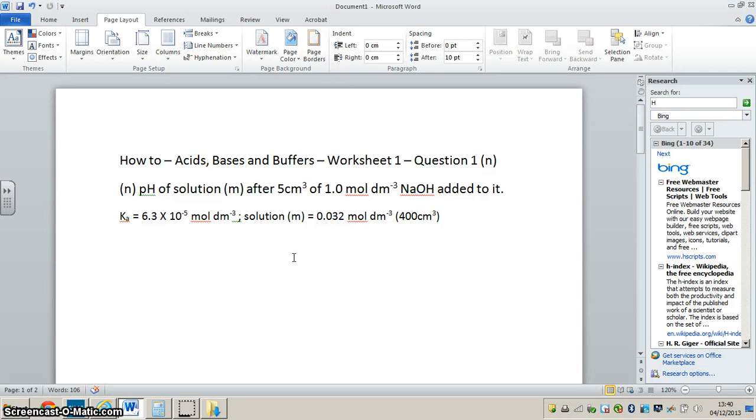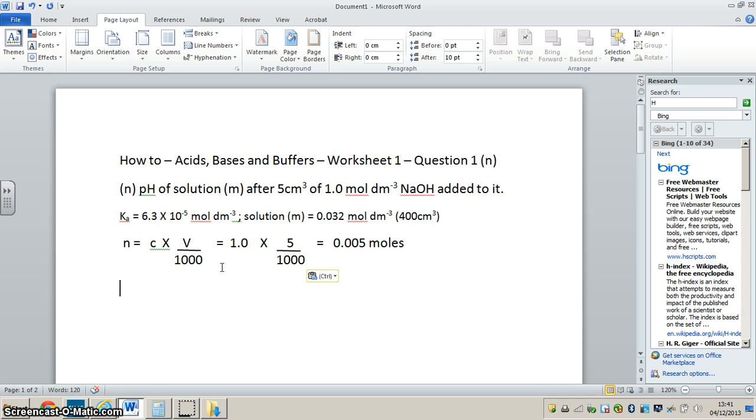This how-to video is Acids, Bases and Buffers worksheet 1, question 1n, and I've pasted the details onto the page in front of us. I've also included some additional information which we're going to need to answer this question. To begin with, we need to establish just how many moles of sodium hydroxide we've actually got. And we do that like this.